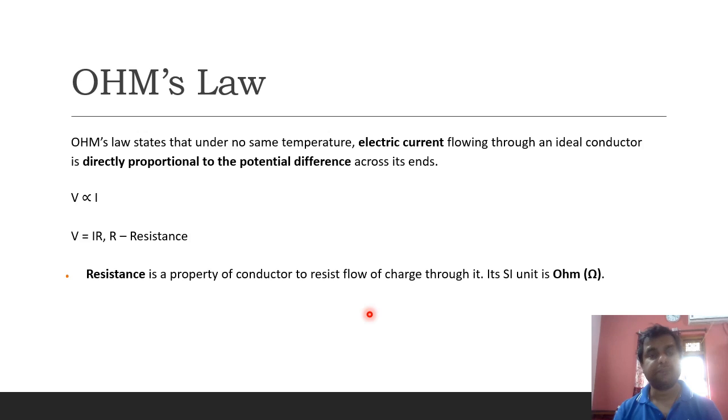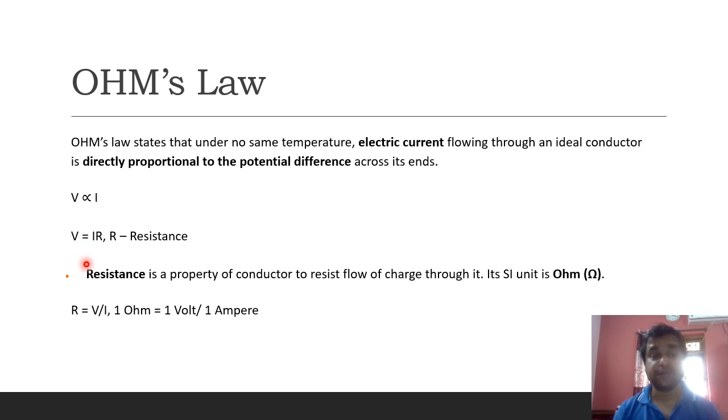That depends on the metal conductor, from one metal conductor to another. It depends on certain other conditions as well. Resistance, we need to know, is a property of the conductor to resist the flow of charge, the flow of electrons through the circuit. And the SI unit of resistance is ohm. This is how we give it: R is equal to V upon I. Same thing, here it's V equal to I R.